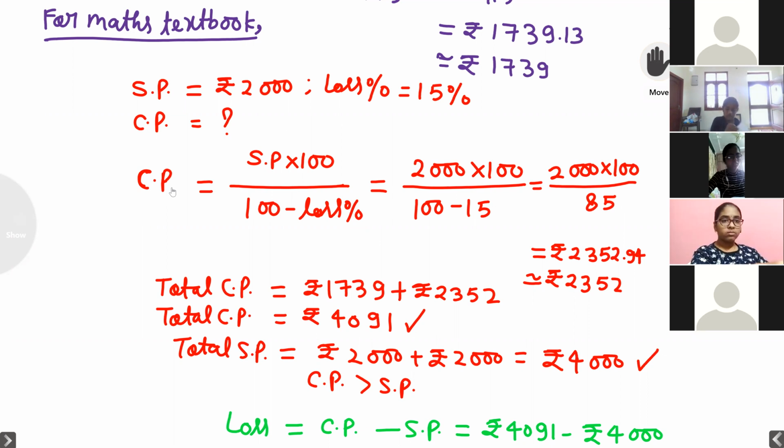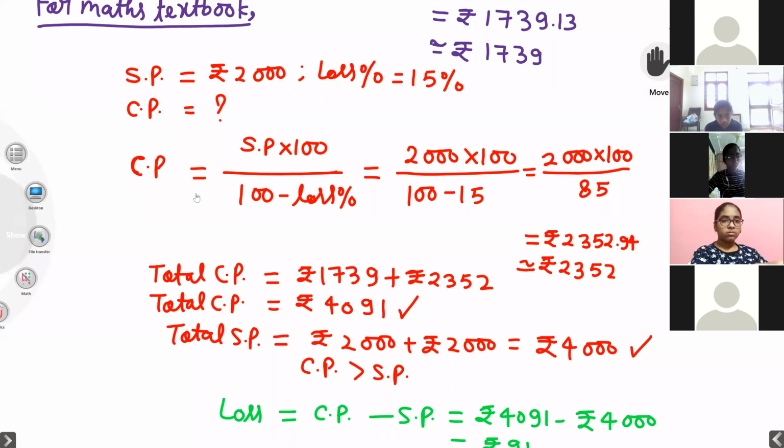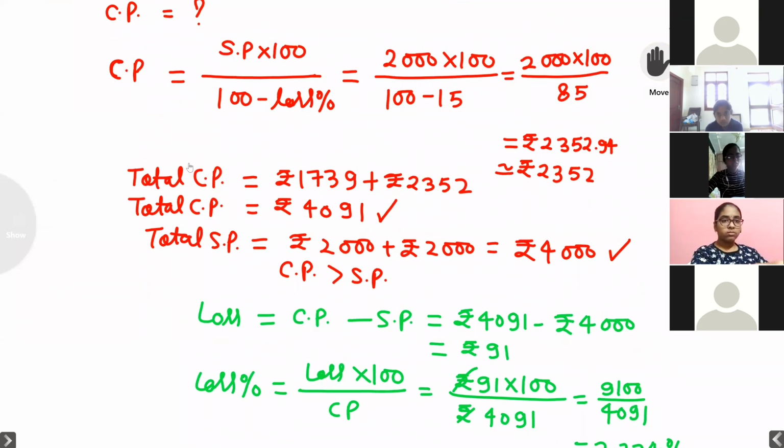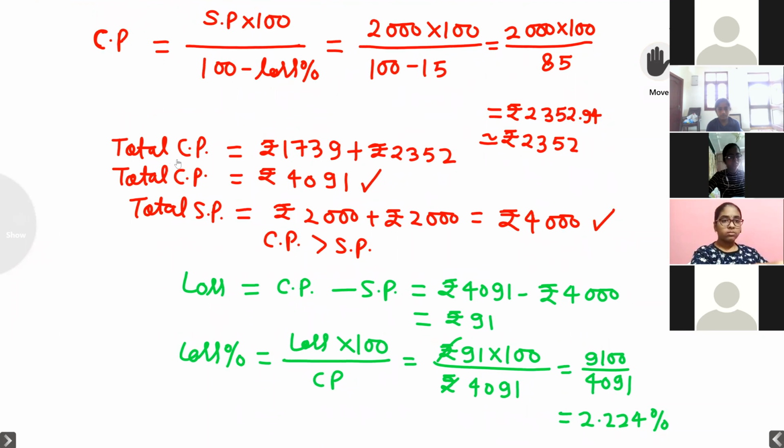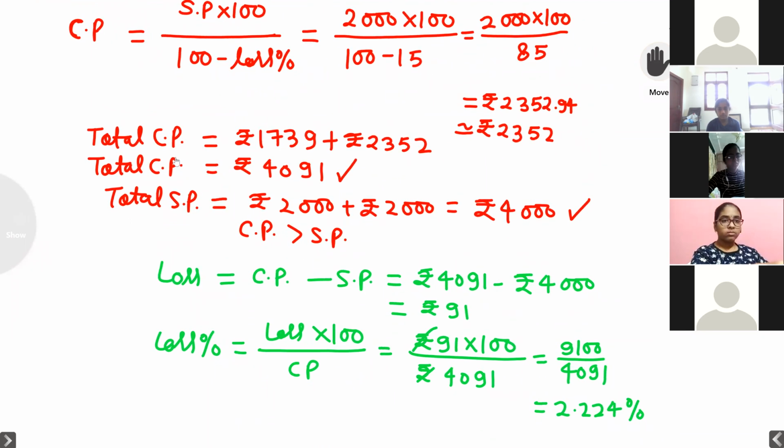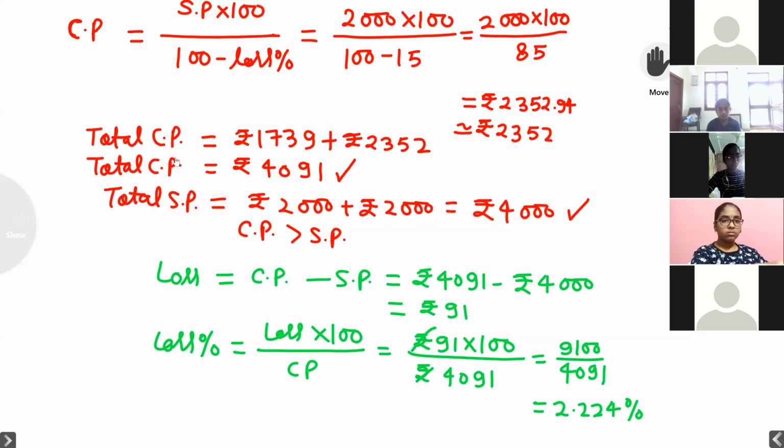And total SP is equal to 2000 plus 2000, 4000. Yes, CP is greater than SP. I want to calculate the loss. Write down very clearly, everyone.